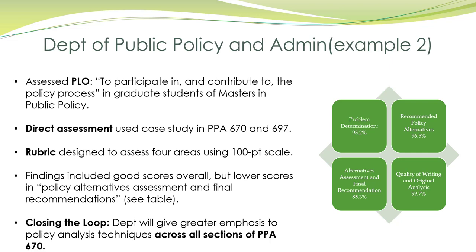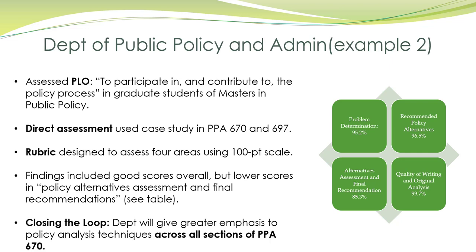A separate rubric was created to assess student learning through 30 random samples of students, which evaluated 4 areas for the rubric. 1, problem determination and formulation. 2, recommended policy alternative solutions. 3, policy alternative assessment and final recommendation. And 4, quality of writing and degree of original analysis. Each of the 4 areas was individually weighed and scored using a 100-point scale.